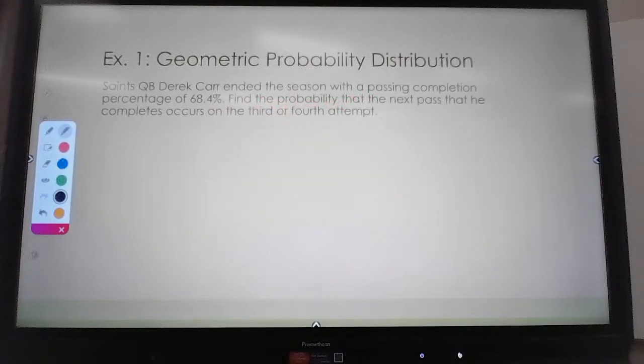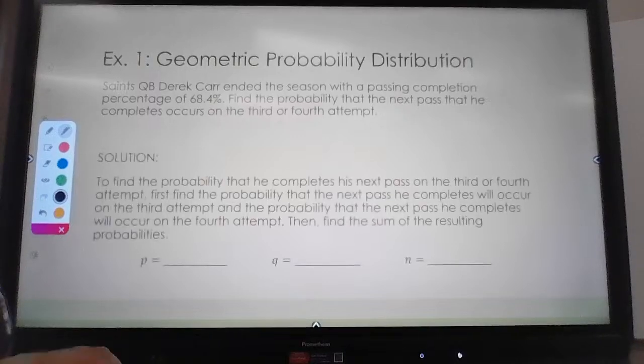So this is stats from, I believe, this past year, not this year's NFL season that just ended, but the season before. Derek Carr ended his season with a passing completion percentage of 68.4%. Find the probability that the next pass that he completes occurs on the third or fourth attempt.